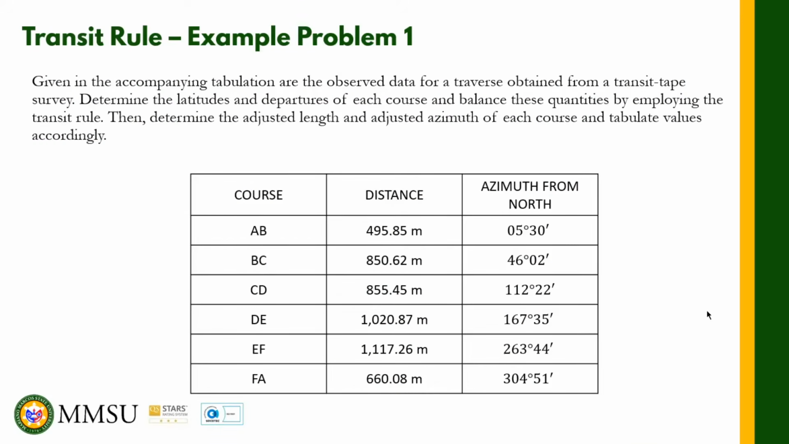To illustrate the formula given, let us answer this problem. Given in the accompanying tabulation are the observed data for a traverse obtained from a transit tape survey. Determine the latitude and departure of each course and balance these quantities by employing the transit rule. Then, determine the adjusted length and adjusted azimuth of each course and tabulate values accordingly. So our table is given. We have three columns. For the first column, we have the course. The second column, we have the distances. And for the third column, the azimuth of these courses from the north.